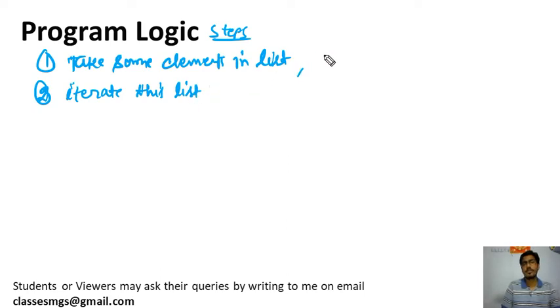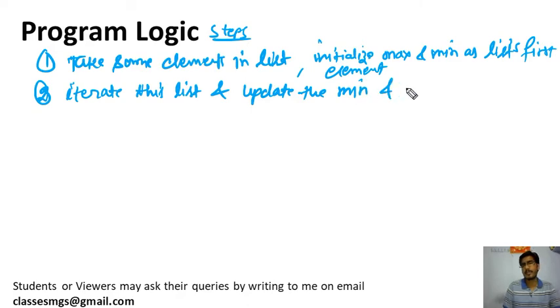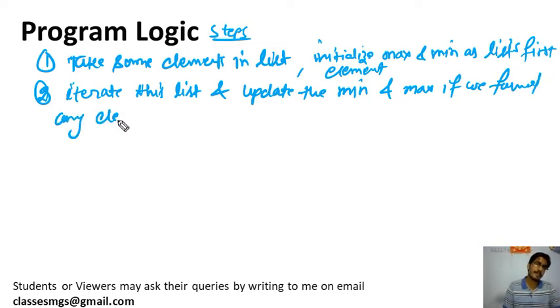Before that, what you need to do is initialize max and minimum as the list's first element, or you may assume 0 also, it doesn't matter. Iterate this list and update the minimum and maximum if we find any element in the list.